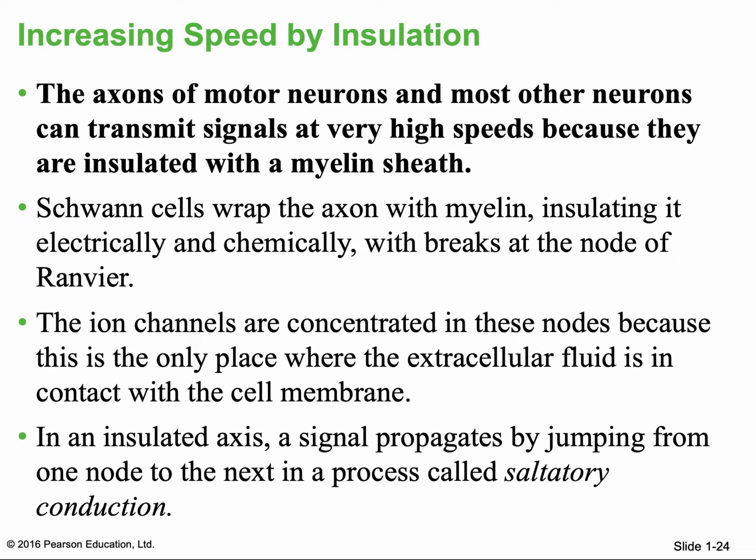There are spaces along the axon that are not wrapped with myelin, called the nodes of Ranvier, which have a high concentration of ion channels so that the depolarization events happen at these nodes and essentially jump over the myelin sheath to the next node in a process called saltatory conduction. And this process significantly increases the speed of neurotransmission.